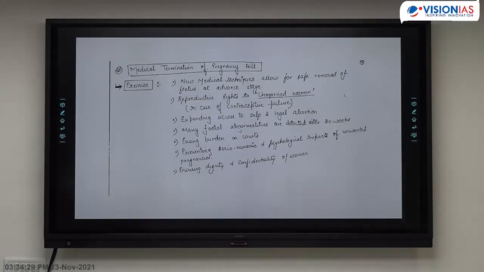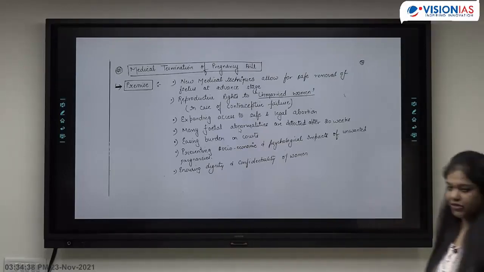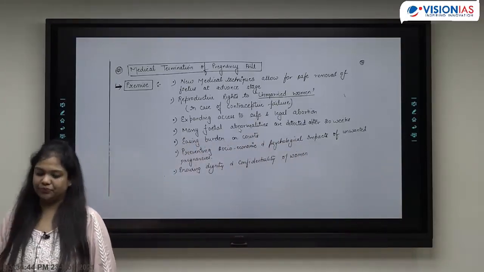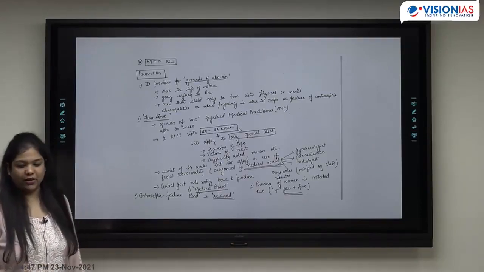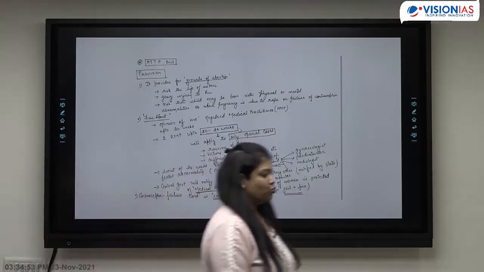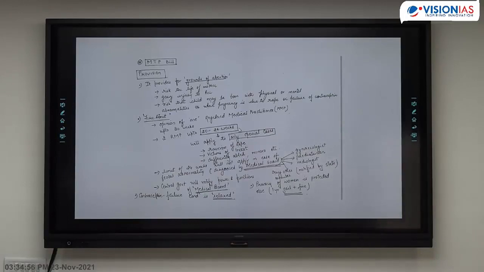And because of the advances made in the scientific field, there are various fetal abnormalities which are detected after 20 weeks. So because of all these factors, the Act has been amended. Is this clear? This is how it looks. For example, it provides for the ground of abortion if it causes risk to the life of the mother, or it is believed that it would cause grave injury to her, or the risk is that the child may be born with physical or mental abnormalities, or where the pregnancy is caused due to rape or failure of contraception.